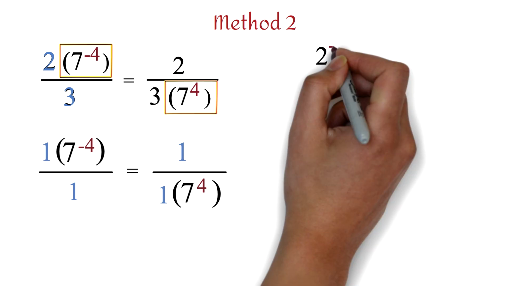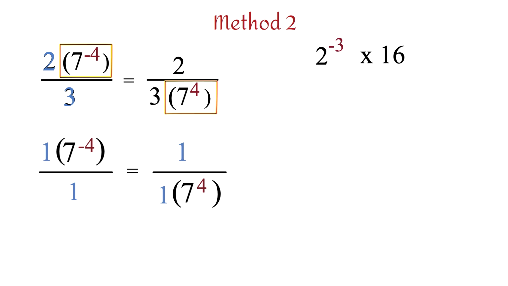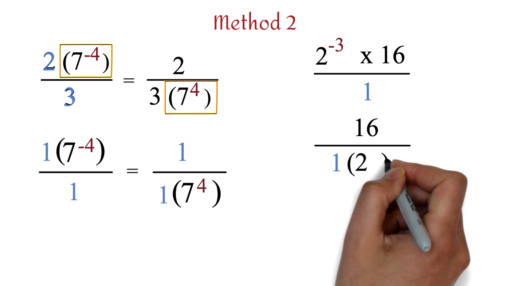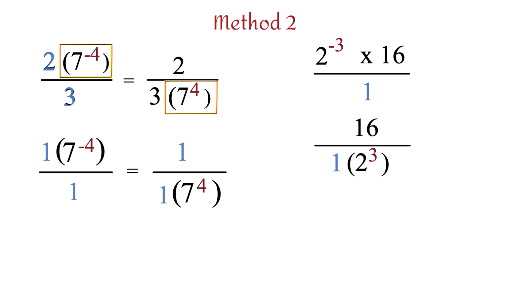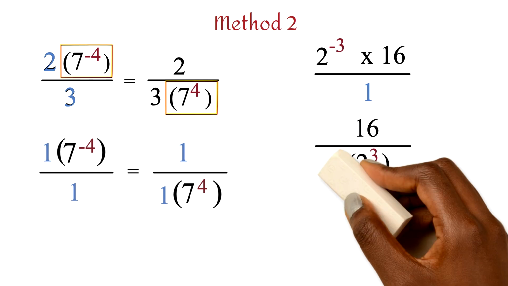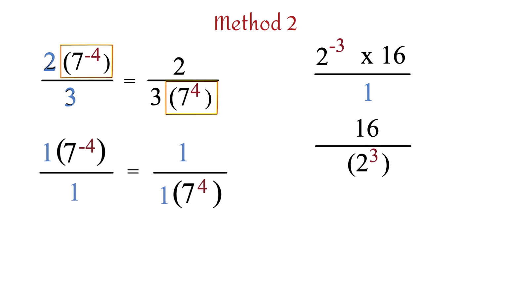We have 2 exponent negative 3 times 16. Here, we do not have a denominator, so we can use 1. So we'll have 2 exponent negative 3 times 16 over 1. We know we can move the 2 exponent negative 3 to the denominator to become 2 exponent 3. Notice that the exponent negative 3 became exponent positive 3. 1 times 2 exponent 3 is simply 2 exponent 3. So we have 16 over 2 exponent 3.